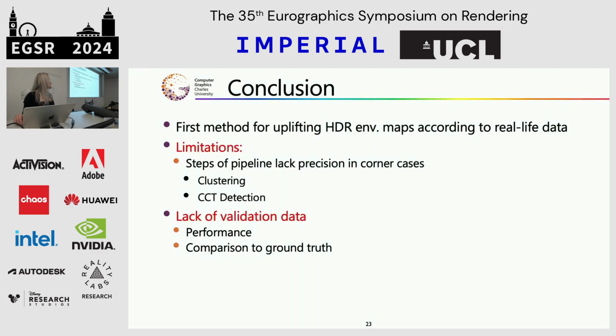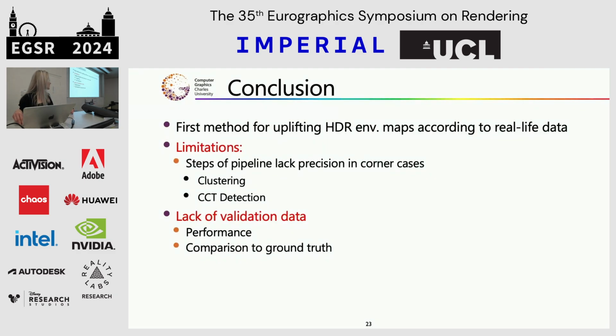And that's basically it. So in conclusion, we presented the first method capable of uplifting HDR maps according to real-life data. There are some slight limitations to our technique, which are basically that some of the steps of the pipeline lack precision in some specific corner cases. This is mainly in the clustering and CCT detection. However, we do not consider this a major problem simply because the main aim of this paper was rather on the uplifting than on these specific steps of the pipeline, so clustering or CCT detection. So this is something that can be focused on in future work.